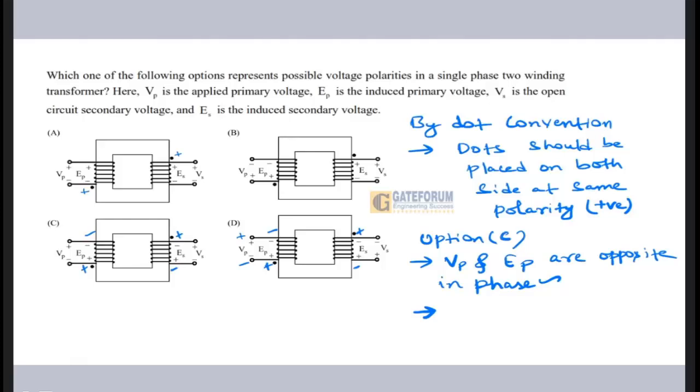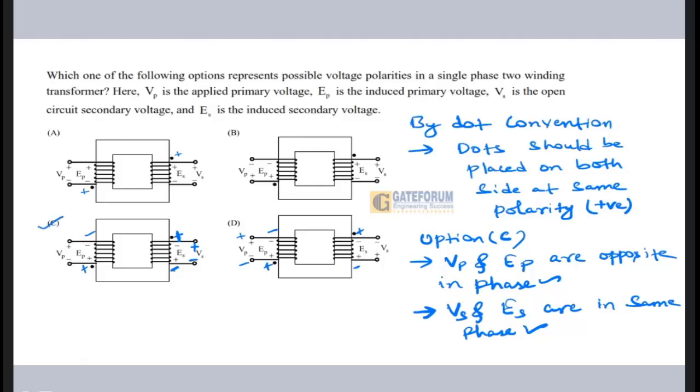In option C, I can see that positive is placed here, negative is here, and this one is also positive, negative, which means that VS and ES are in same phase. So that is also correct. So from the dot convention, I am getting option C.